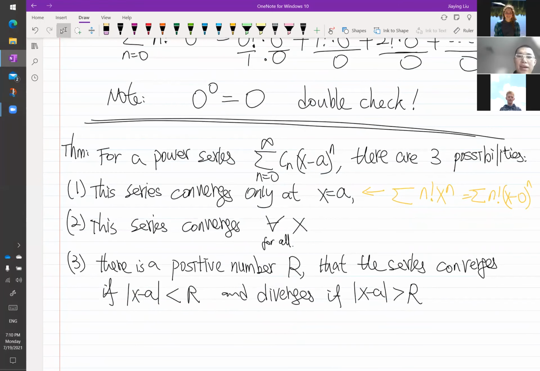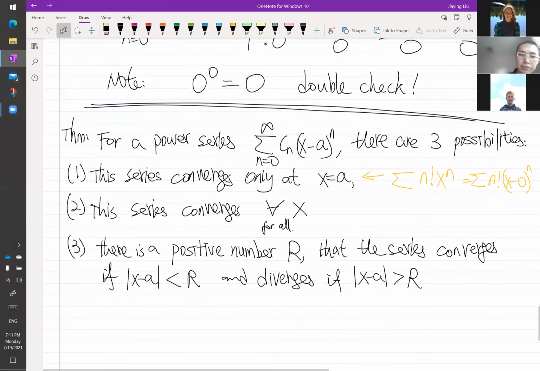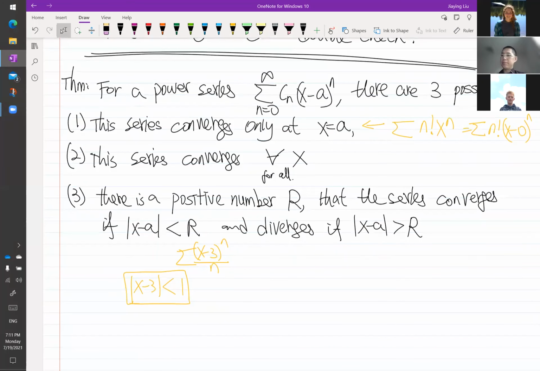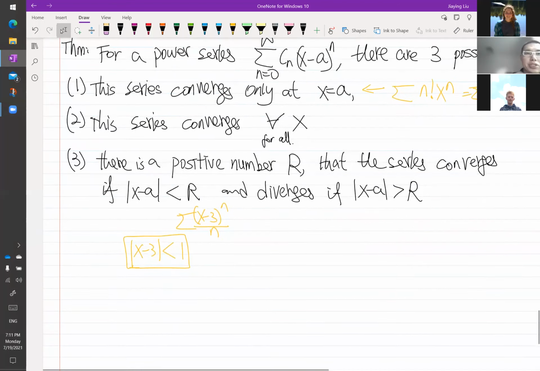And the first example we have seen converges over a range of x values. We had the series (x minus 3) to the n over n. This one we found out converges for absolute value of x minus 3 less than 1, right? So that's a third possibility. We haven't seen an example for the second case yet, but those are the cases. We're going to go through a couple examples on this material soon, but there's a couple of definitions.